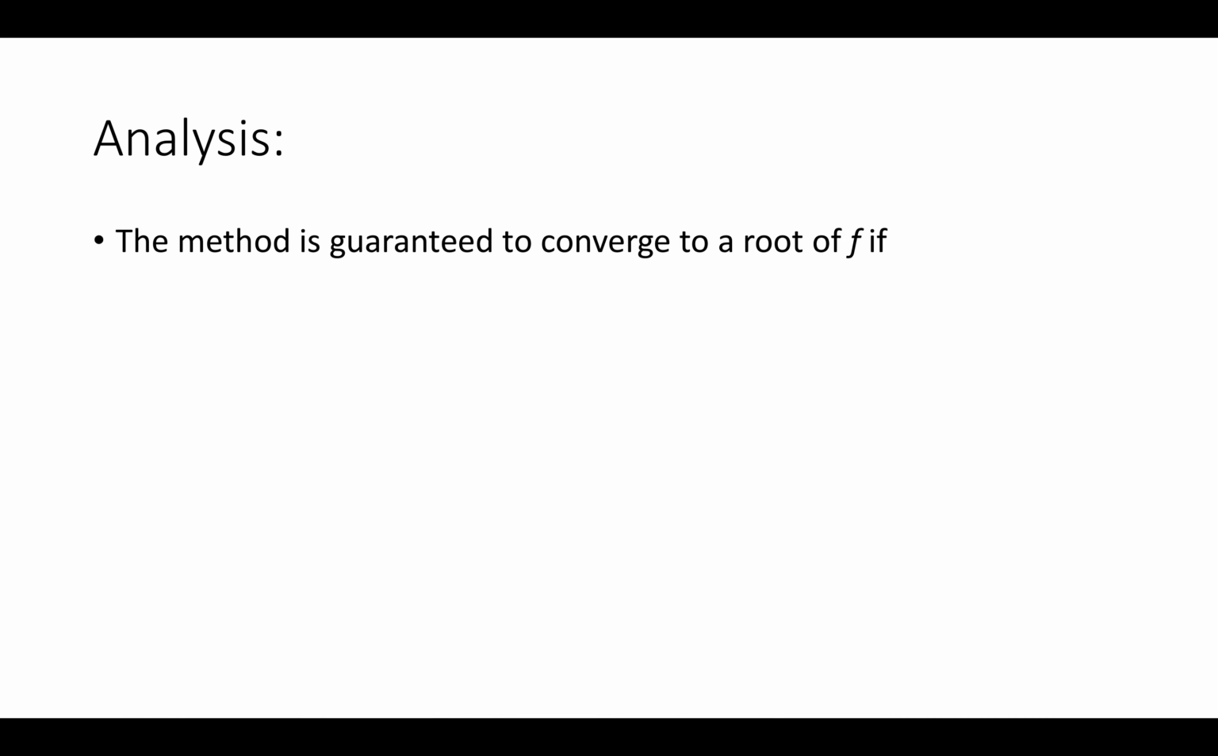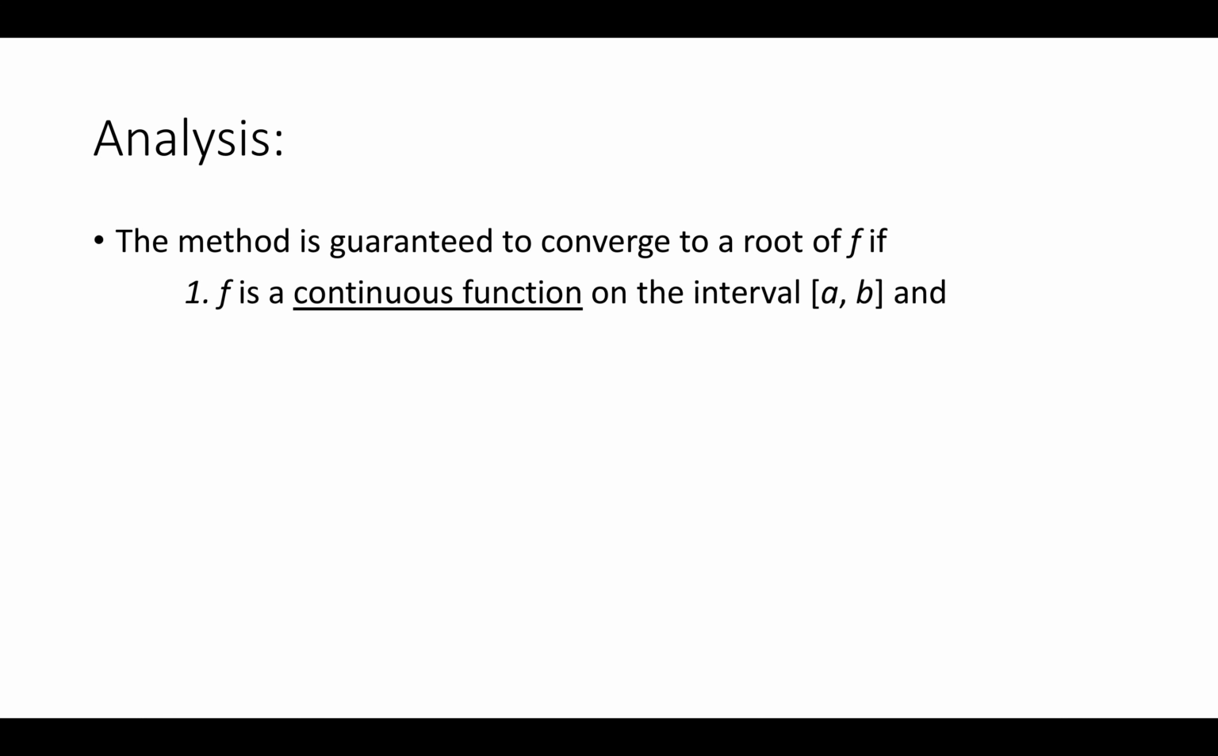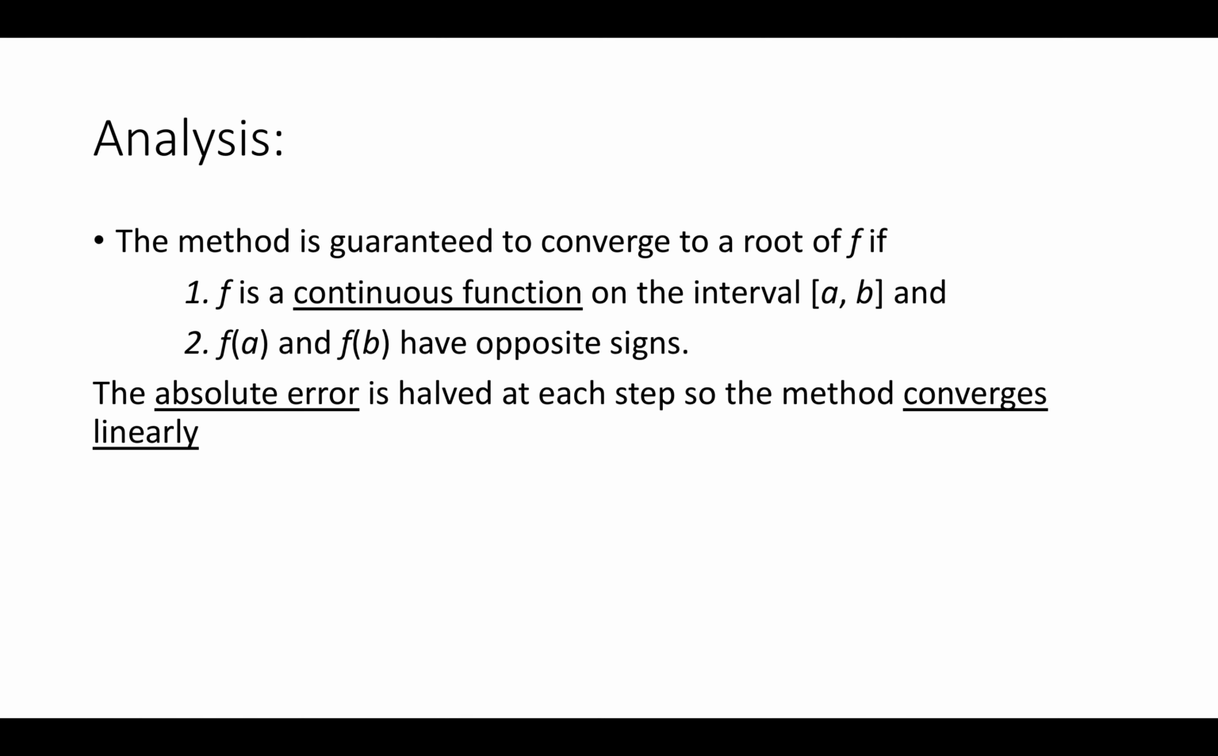This method is guaranteed to converge to a root of f if f is a continuous function on the interval a and b. If it is discontinuous, there is no guarantee of the root. And fa and fb have opposite signs, we have already discussed this. The absolute error is halved at each step so that the method converges linearly. So there is linear convergence of this method.